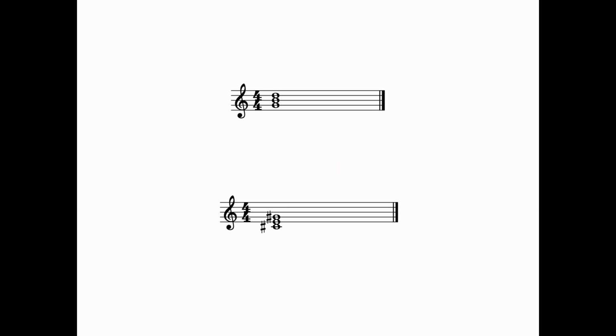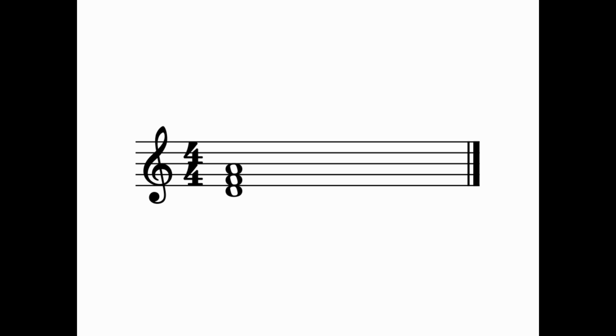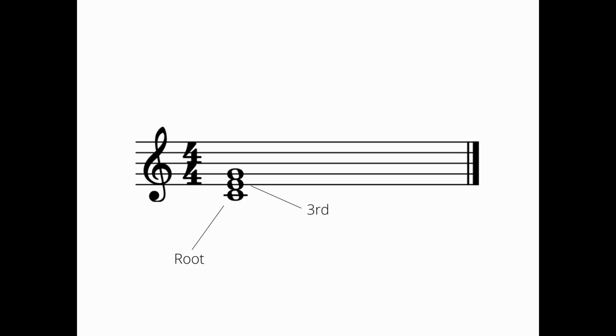We can stack the 3rd note and 5th note on top of the 1st note to form major and minor chords. When building a chord, if the bottom note is on a line, then the other 2 notes will also be on lines. If the bottom note is on a space, then the other 2 notes will also be on a space. The bottom note of a chord is called the root. The 2nd note of the chord is called the 3rd, since it comes from the 3rd note of the scale. The 3rd note of a chord is called the 5th, since it comes from the 5th note of the scale.